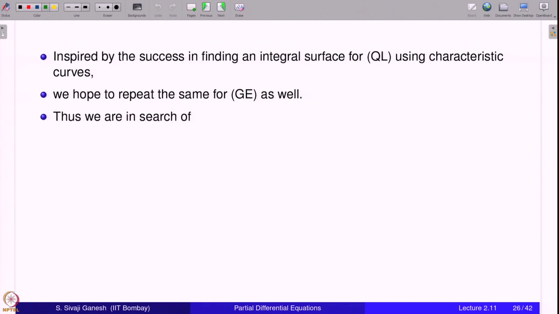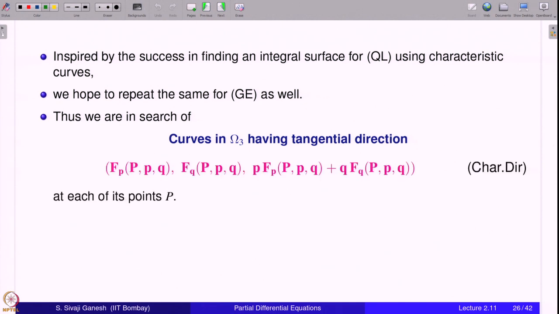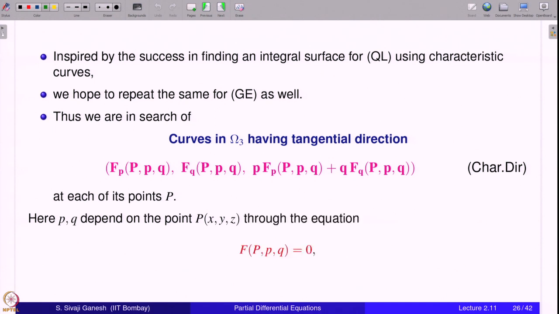So, we are in search of curves in omega 3 which have tangential direction equal to the characteristic direction that we just found, which is this fp, fq, pfp plus qfq at each of its points p. Such curves we are looking for. Now, p and q of course depend on the point xyz, right? They satisfy this equation, so it depends on xyz.